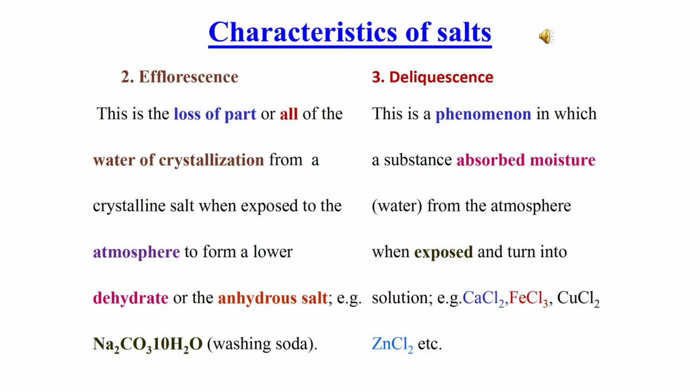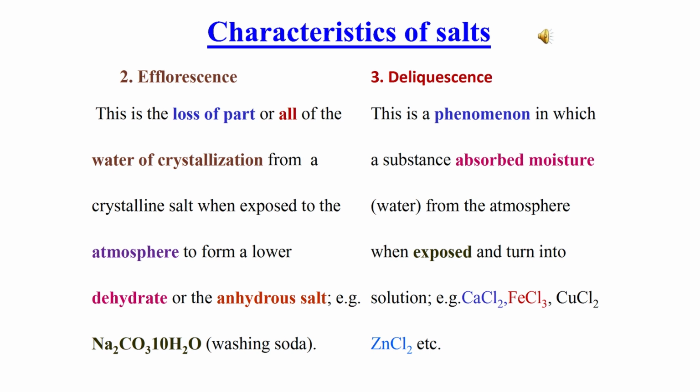For example, substances like Na2CO3.10H2O, which is washing soda. Now let's talk about the third characteristic: deliquescence. This is a phenomenon in which a substance absorbs moisture, that is, water, from the atmosphere when exposed and turns into a solution. Examples include CaCl2, FeCO3, CuCO3, and ZnCO3.